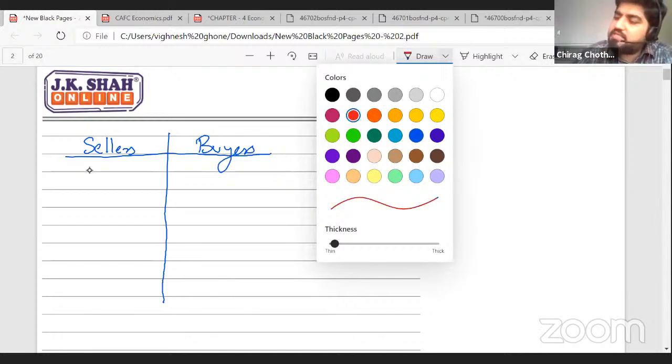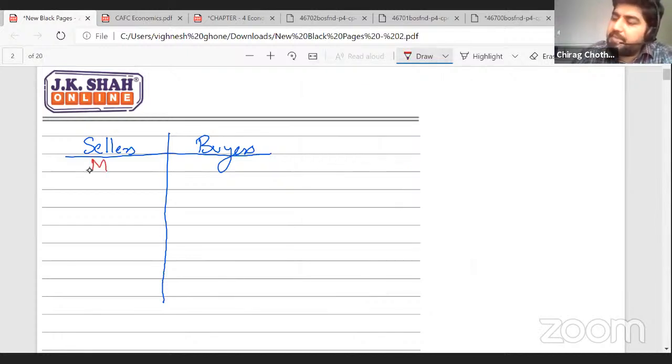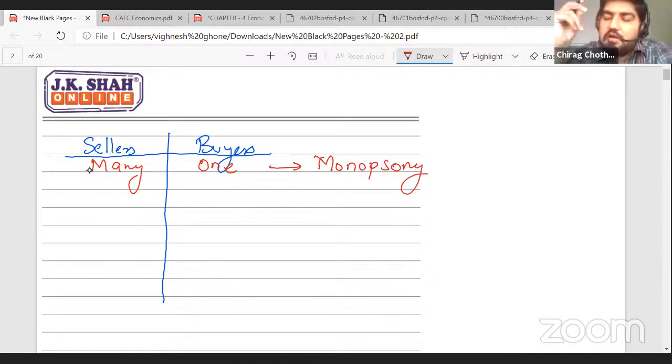So now, if there is a market where there are many sellers but only a single buyer, one buyer, then this will be called monopsony. One buyer and many sellers is called monopsony. In the previous example, if you remember, it was one seller and many buyers, monopoly.